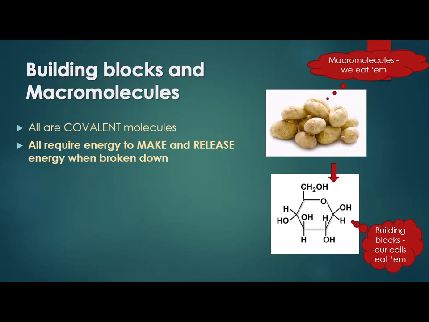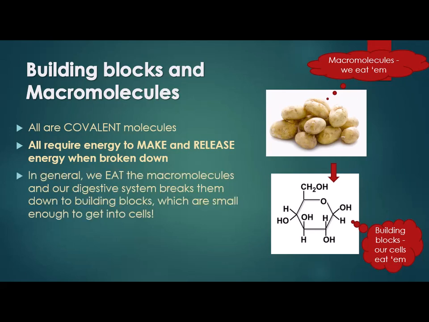Like this picture says, the food we eat are covalently bonded molecules because when we break the bonds in them, we get energy. That's why food gives us energy. In general, we eat the macromolecules, but our cells eat the building blocks. We can eat a potato, but it's too big to get into our cells. We have to break all that carbohydrate down into individual molecules of glucose. So we eat the potatoes, our cells eat the glucose.